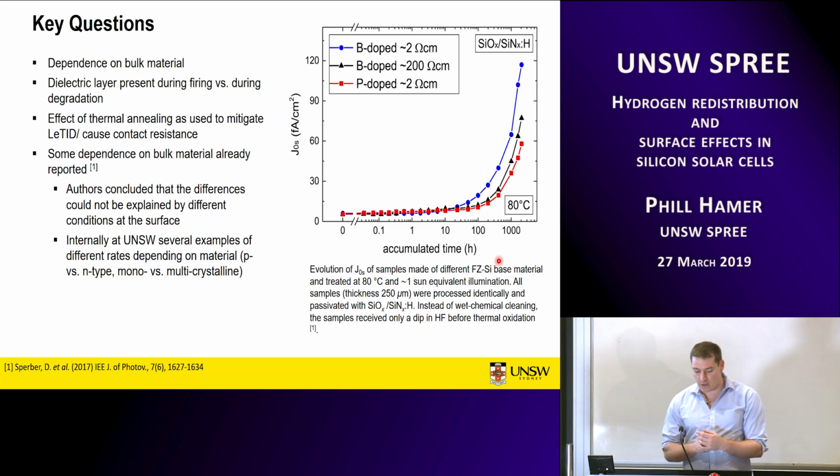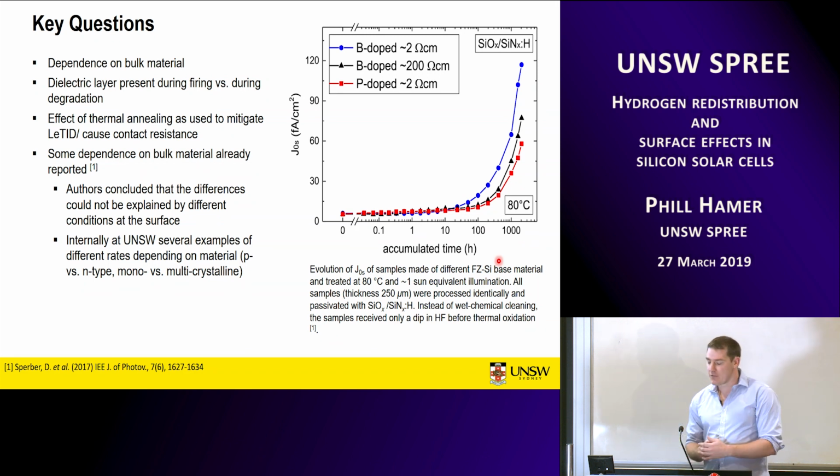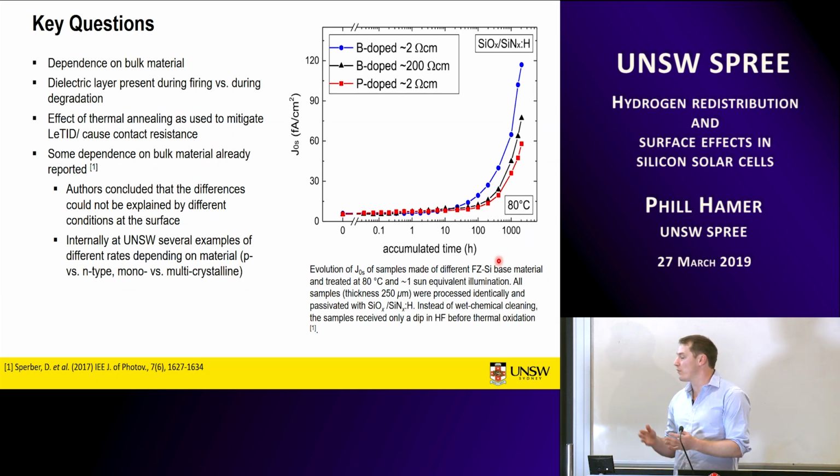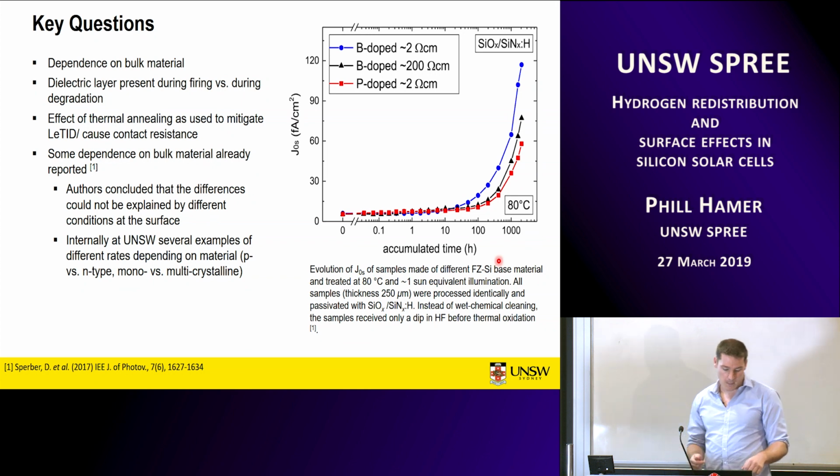There has already been a little study on the different bulk materials, different resistivities of P-type and one N-type. However, the difference is noticeable but not vast, and certainly couldn't be explained by different conditions of the surface. Because they're all relatively lightly doped, and we're talking about under 80 degrees, one sun illumination, under the same passivation scheme, the surface conditions for all of these samples were essentially the same. It's the bulk that is different. And so we're driving a difference in surface degradation due to different bulk properties.